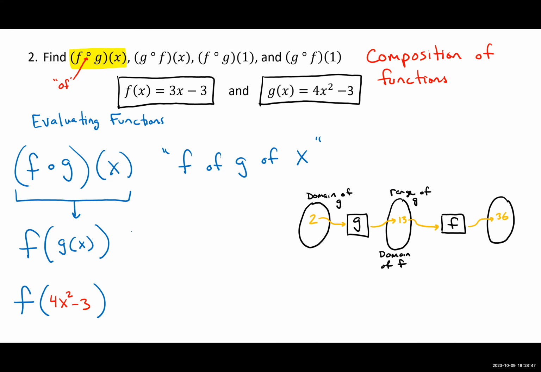So I'm going to put this arrow up here, and we're saying, okay, this whole thing right here is going in for that x. So instead of 3 times x minus 3, we're going to get 3 times 4x squared minus 3, minus 3. All right, so that 4x squared minus 3 is going into the f function in place of the x.